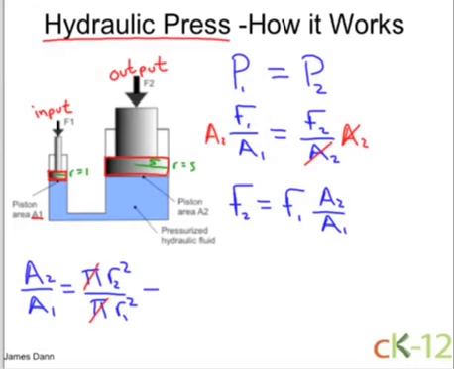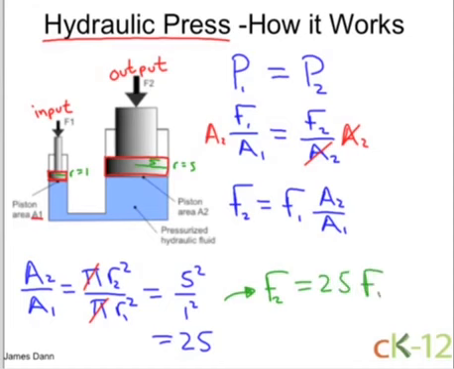If we plug in those numbers, we said that the second piston radius was 5 times larger. So we get 5 squared over 1 squared. Well, that's just equal to 25. So under these circumstances, for the numbers I just gave, we would get that the output force, F2, is equal to 25 times the input force, F1. So you multiply your force by 25.